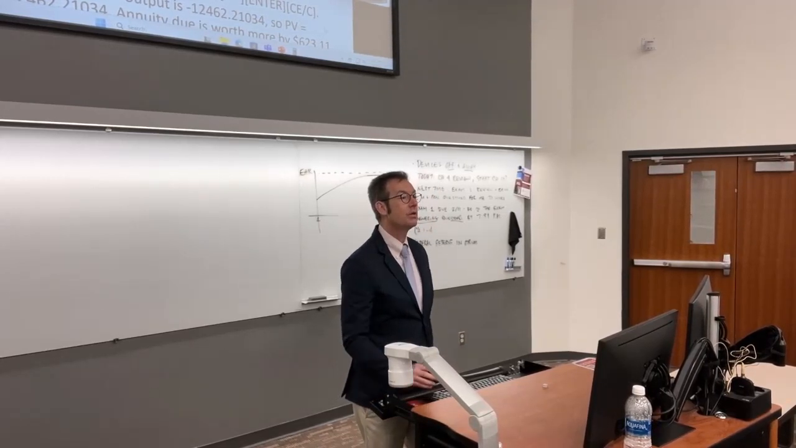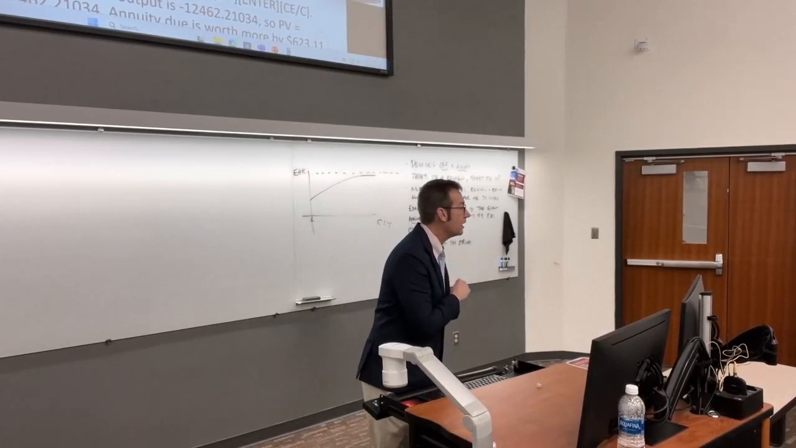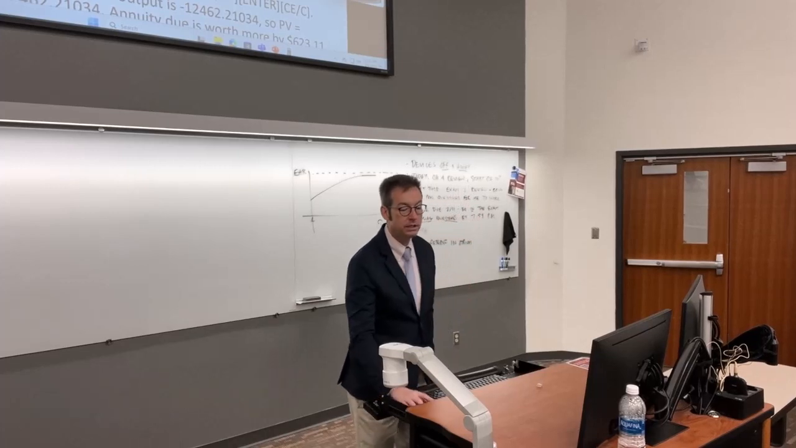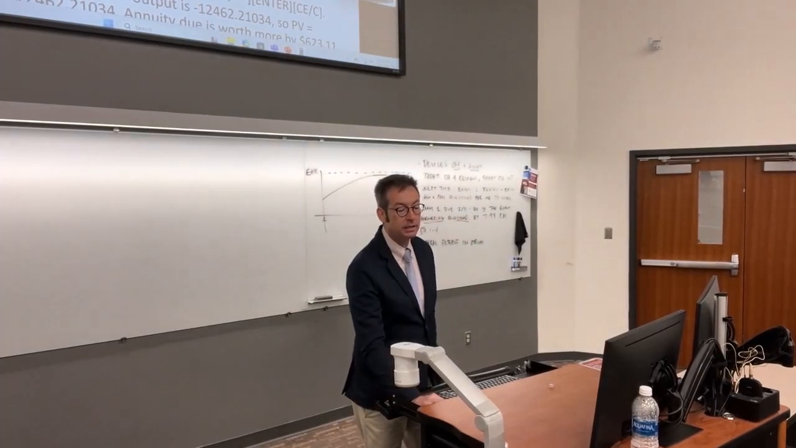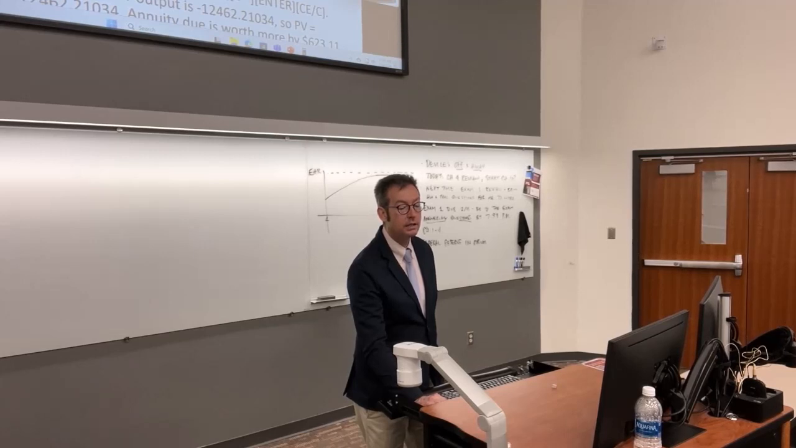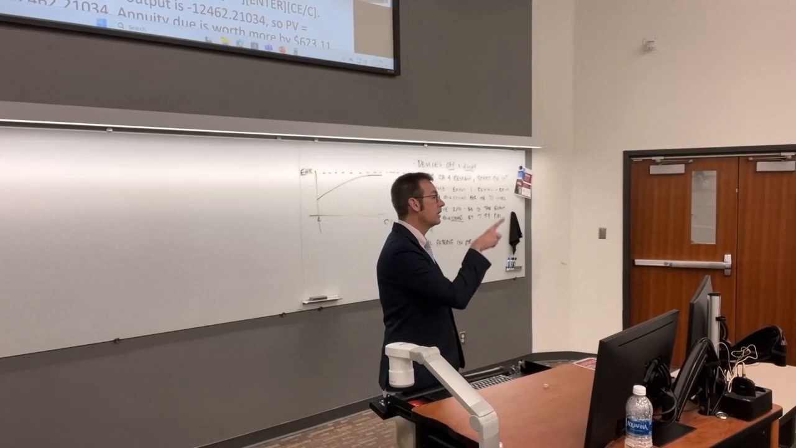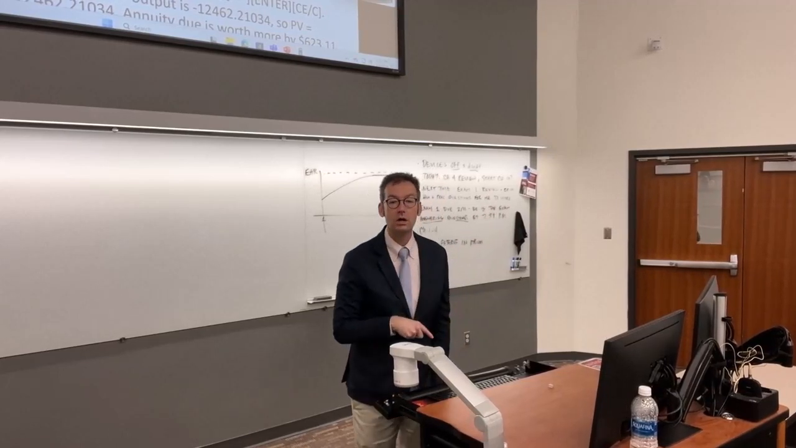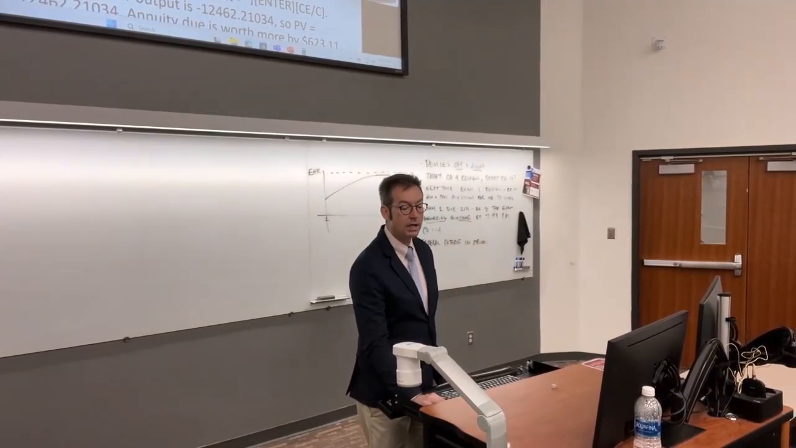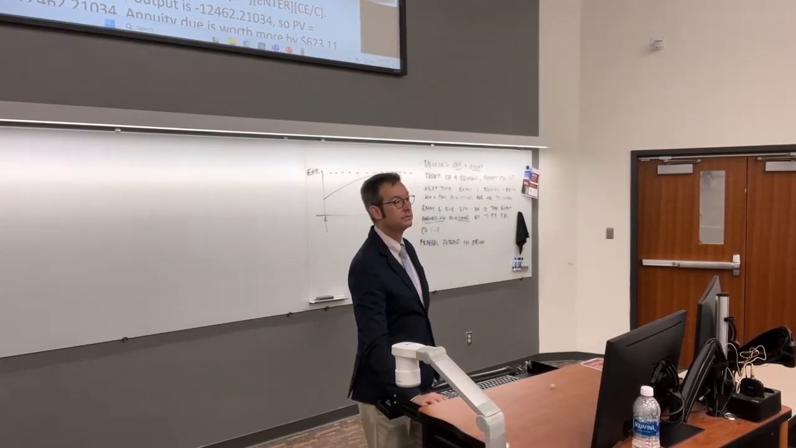Now, you might think, wait a minute, I got to type all that in again. No, you don't, because everything else is exactly the same. All we need to do is say second PMT, second, enter. Notice it switched to END. The BGN indicator has gone away. And now all I have to do is compute present value.